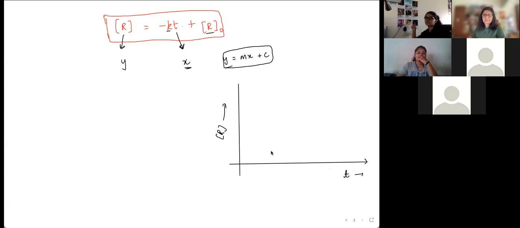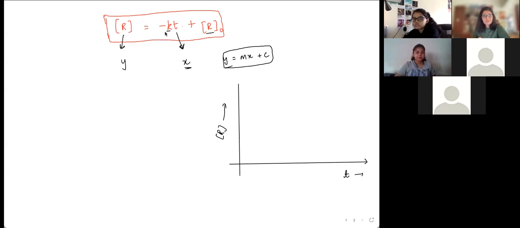What is the graph of y equal to mx plus c? It's a line, not a parabola. It's a straight line. It can be any sort of straight line: down, up, horizontal. It's a straight line, correct.